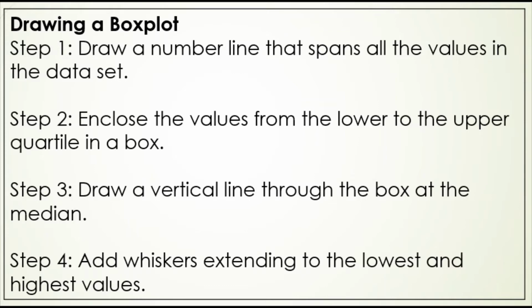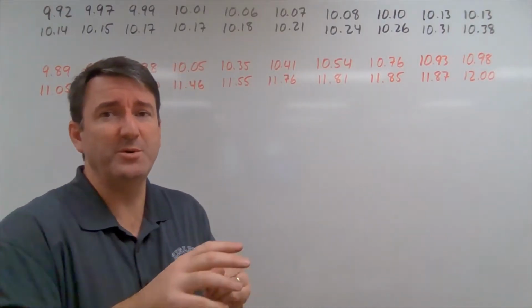And then step 4 is to add whiskers, or just straight lines, extending from the box to the lowest and highest values. So the ends of those whiskers will represent the range, the lowest and highest values, and then the box in the middle will represent the middle half of the data set from the lower quartile to the upper quartile.